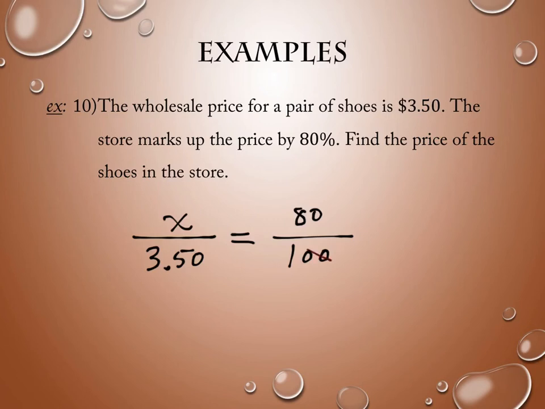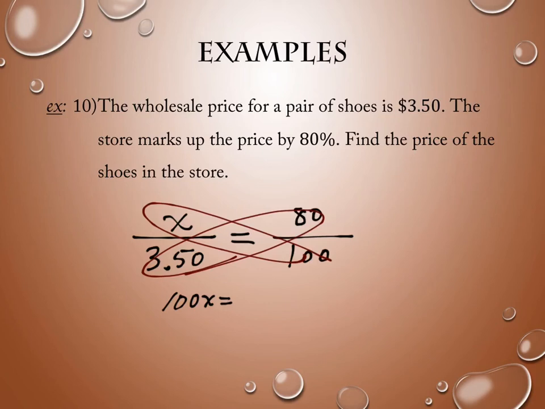So let's take a look. I have 100x equals, I wrote down 280. And if I divide by 100, x is $2.80. Did I find what I'm looking for? Am I going to pay $2.80 for those shoes?